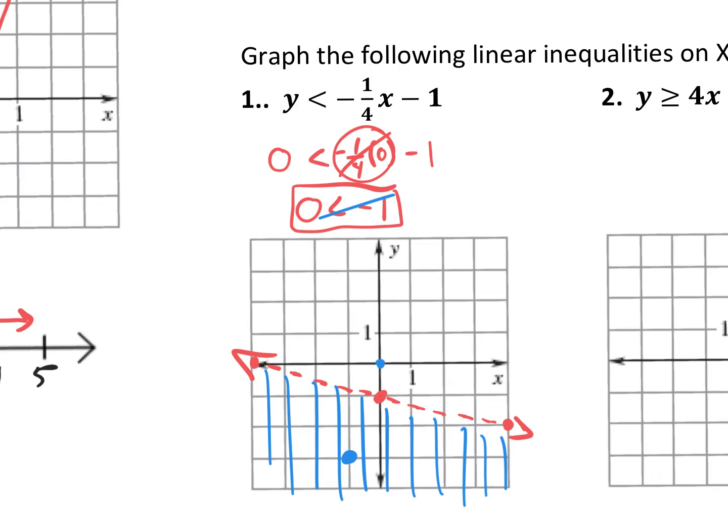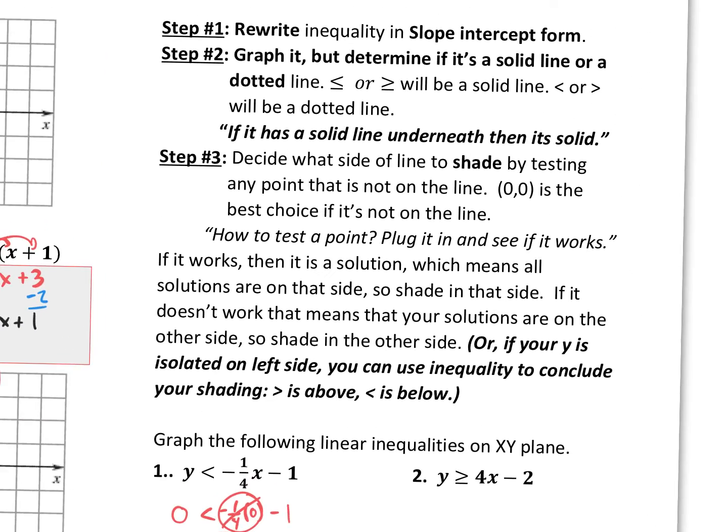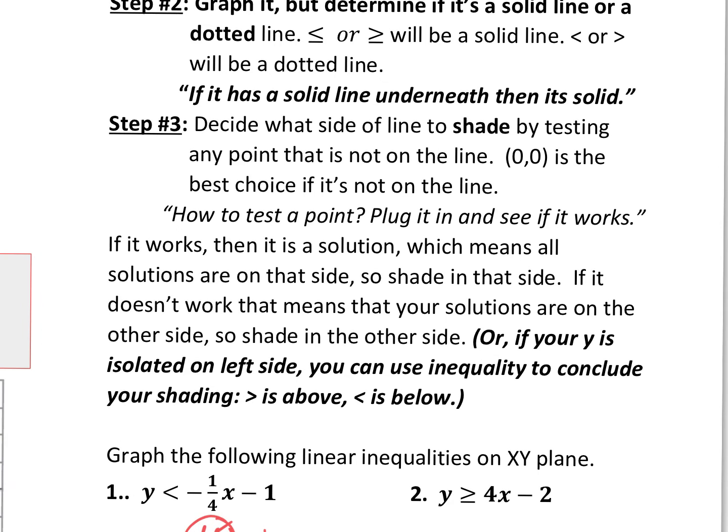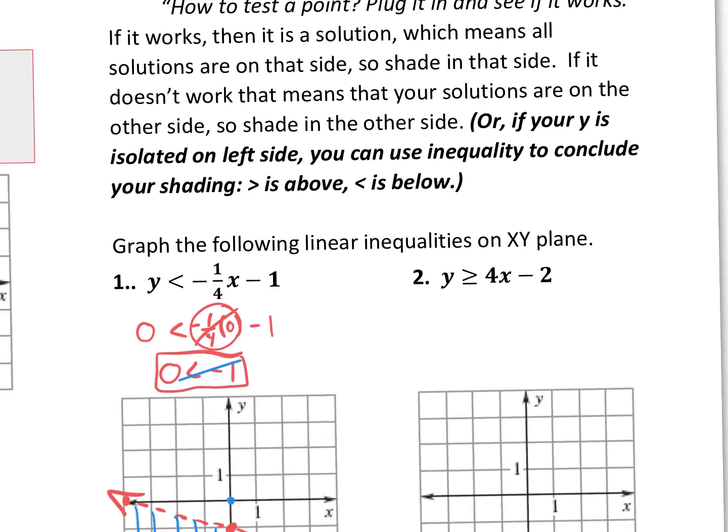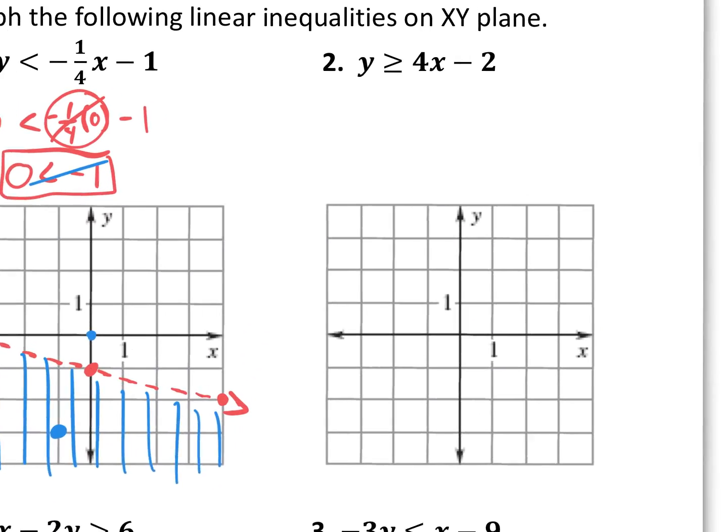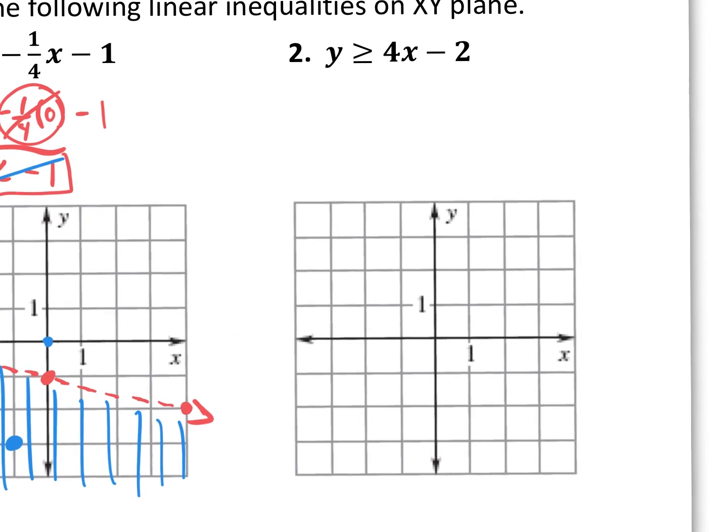only because you have the y by itself. So up here on our step 3, deciding to shade, step 3 is shading, and how do you decide? By testing the point 0, 0. Instead of doing that, it says right here, or if your y is isolated on the left side, you can use the inequality to conclude your shading. A greater than is above, a less than is below. So it's that simple. If you have a greater than symbol, you're going to shade in above. If you have a less than symbol, you're going to shade in below.